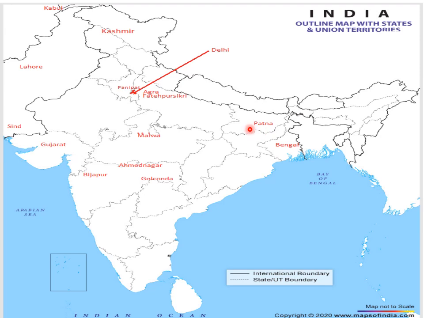Then in Bihar we have Patna. Then Bengal. Like we have West Bengal today as a state, so Bengal. It can be extended up to Bangladesh as well. Now Bangladesh is a separate country, but at that time the territory was mixed.